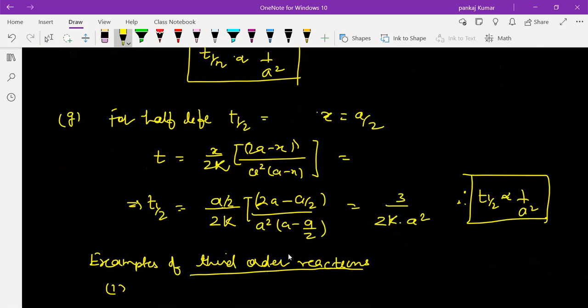I'm also getting the same thing. That's correct. This will cancel out. 2a minus a will be a. 3a by 2 by a square, you will get 3 by 2k into a. But actually here it is given a square only. Okay, this is a square. Yes, a square. Correct. So that was missing.